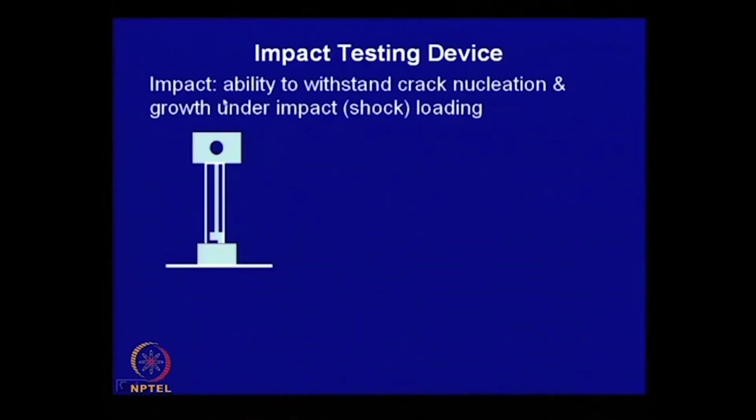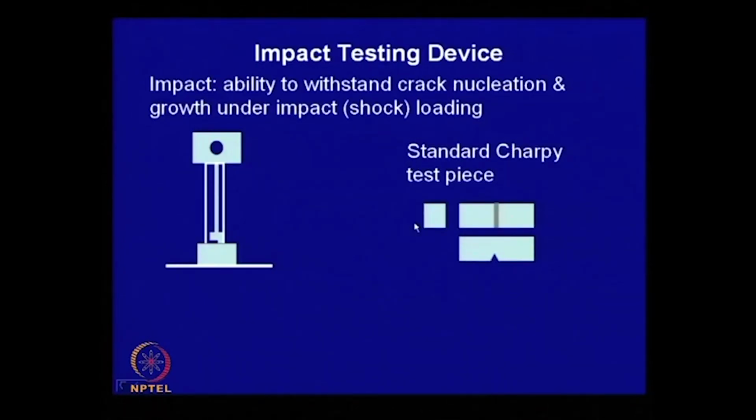Now, the question comes up, what is impact property? It is the ability of the material to withstand crack nucleation and growth under shock loading or impact loading. What we do here, we use a specimen, a standard test piece which is shown over here. This has a square cross section, 10 by 10 millimeter, 55 millimeter long, and on this we make a V notch, V groove. This angle is 45 degree and the notch depth is 2 millimeter.